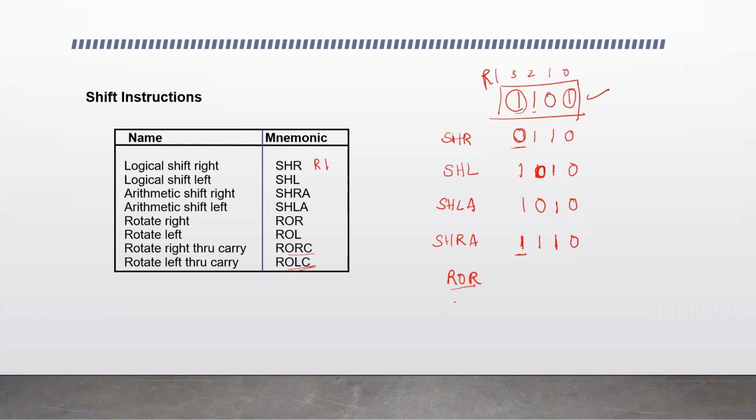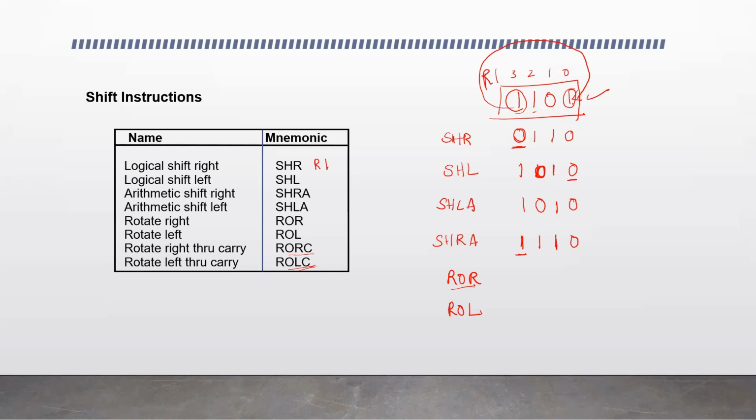So rotate right and rotate left. When we shift right, we put 0 at the most significant position, and when we perform shift left, here is 0. Instead of this, the bit from the other end will be moved to this position. There is no loss of information here. Rotate right is done this way.